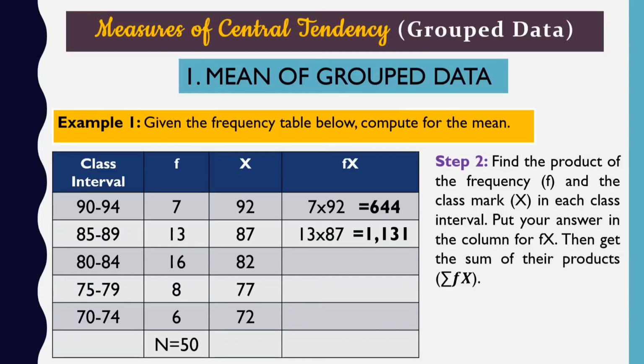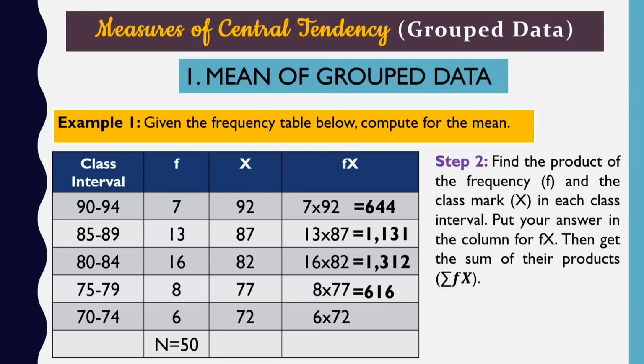1131. For the next interval, we have 16 times 82. 16 times 82 is 1312. Next, 8 times 77 is equal to 616. And for the last interval, the product of 6 and 72 is 432.